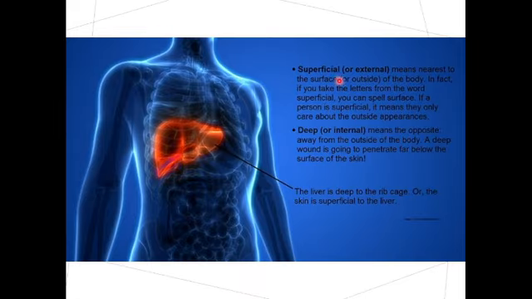Next, we have superficial. Superficial or external means nearest to the surface of the body. And deep, I think you know that deep is inside or internal. That means the opposite. It's the inside of the body. As you can see here, the liver is deep and the skin is superficial to the liver, since the skin is way more at the surface than the liver.